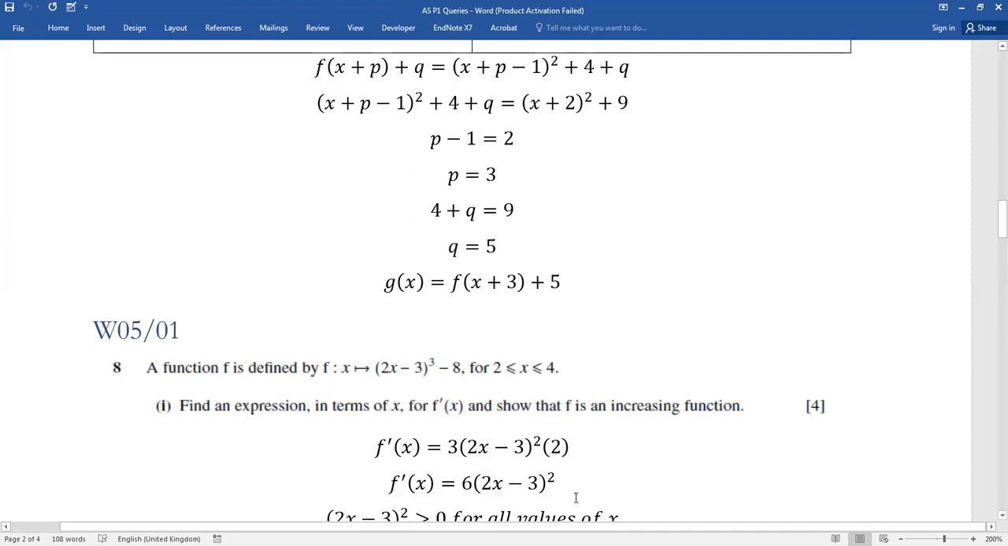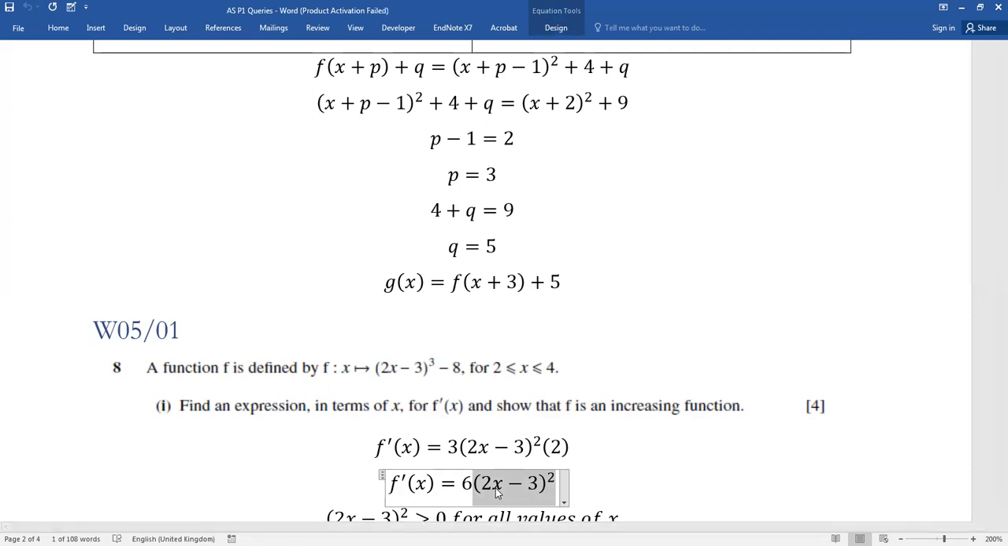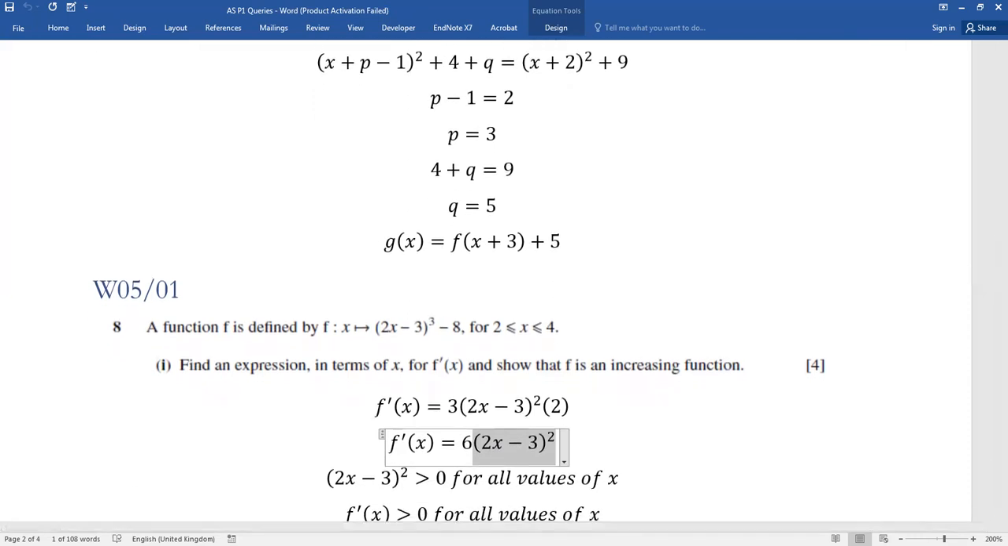Agreed? A function is increasing if its gradient is positive, or in other words, its derivative is positive. I already know that this is a square, and the square will be greater than or equal to 0 for all values of x. Right? Squares are never negative for real numbers. So I know that squares will be greater than or equal to 0 for all values of x. What will it be 0 for?